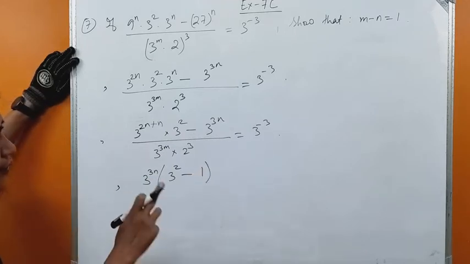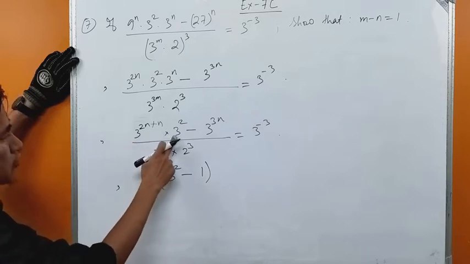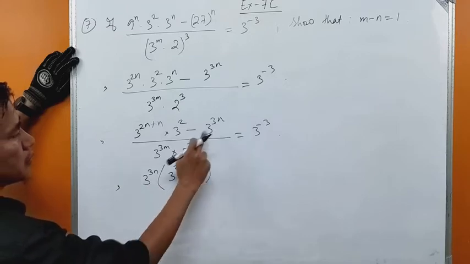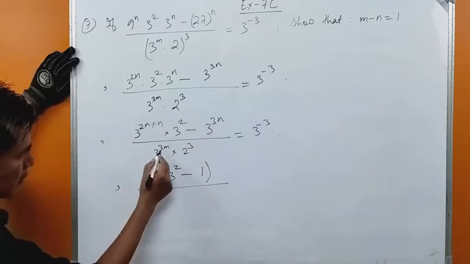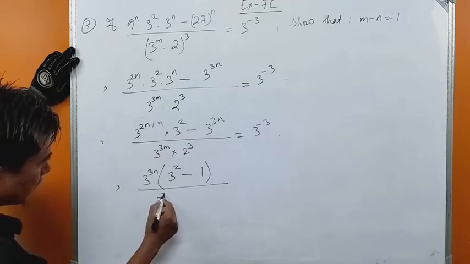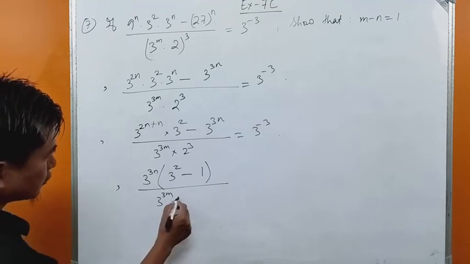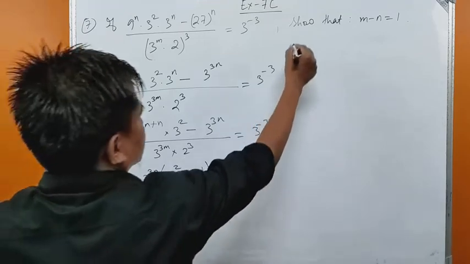Are you getting me? 3 to the power 3n into 3 squared, minus 3 to the power 3n into 1, which is 3 to the power 3n. In the denominator we have 3 to the power 3m into 2 cubed. 2 cubed means 8, isn't it? So let me continue here.